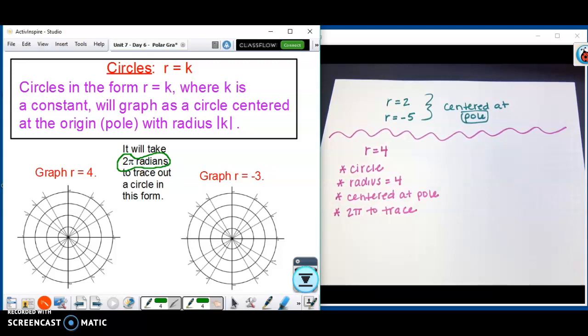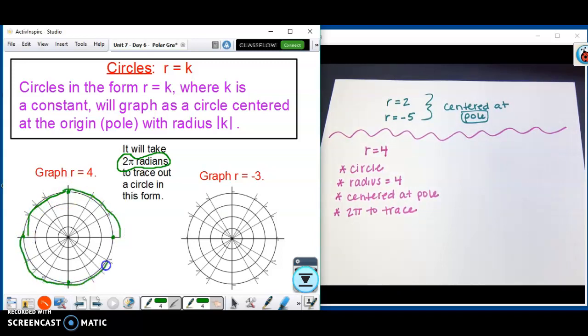Alright, so when you're graphing this, take a look at this graph over here. We're going to start at the pole. The radius is 4, so you just want to go up 4 spaces. So we'll have a dot here. And then you want to go to the right 4 spaces, down 4 spaces, and you want to go over to the left 4 spaces. So I'm going to try to draw this with my finger, a little bit easier.